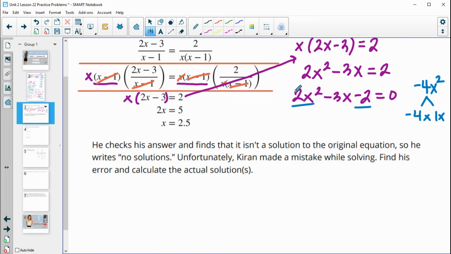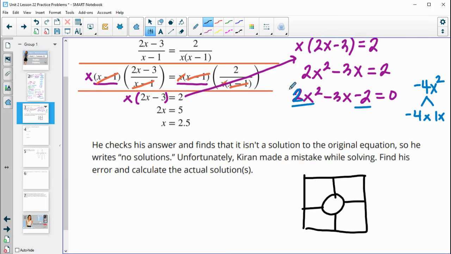So since this has an a value bigger than 1, I'm going to put this in the box to factor it, because it's not just going to factor 2x and x this time since we have this 2. So I'm going to put the 2x squared here, the negative 3x, and the negative 2.